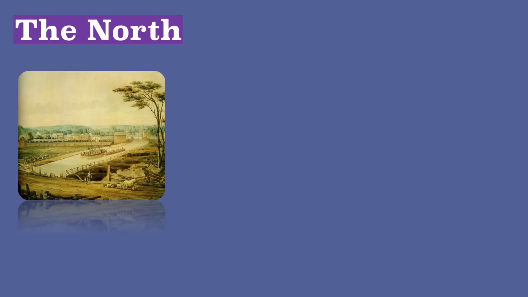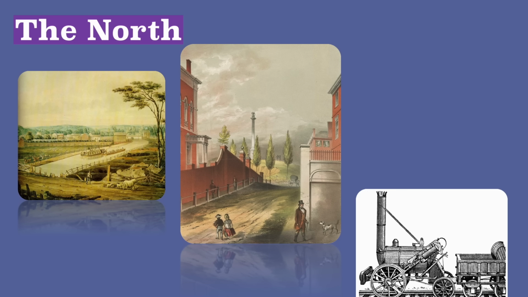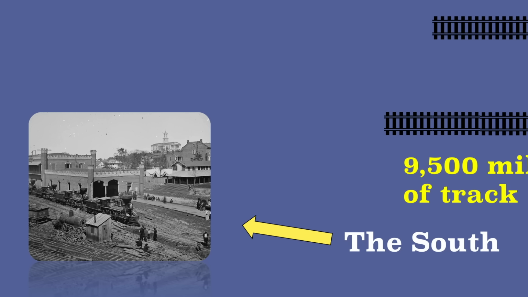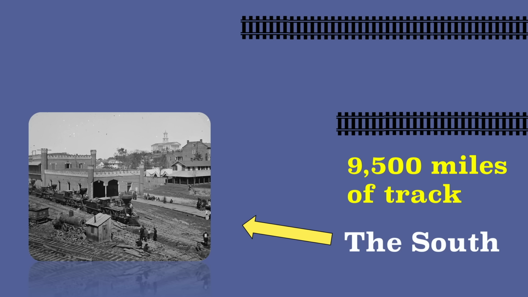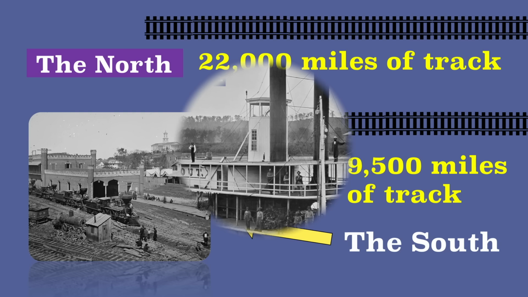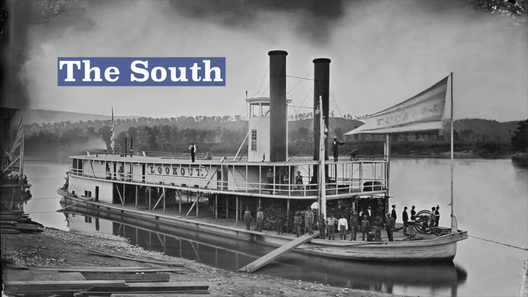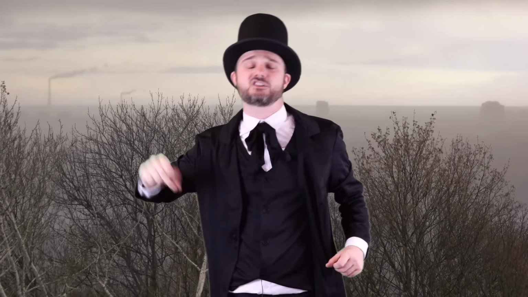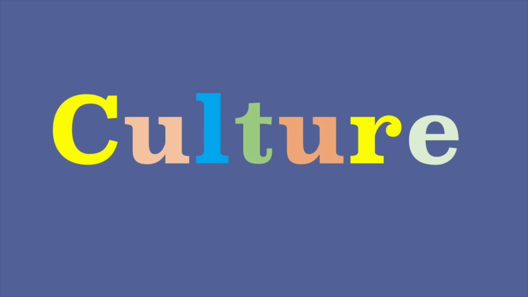The North had more canals, more roads, and more railroads. The South had some railroads, but just 9,500 miles of track compared to 22,000 miles of track in the North. I mean, at the beginning of the Civil War, the South was still heavily dependent on the steamship, for crying out loud. More cities, factories, canals, and railroads. The southern states lag far behind as transportation goes.